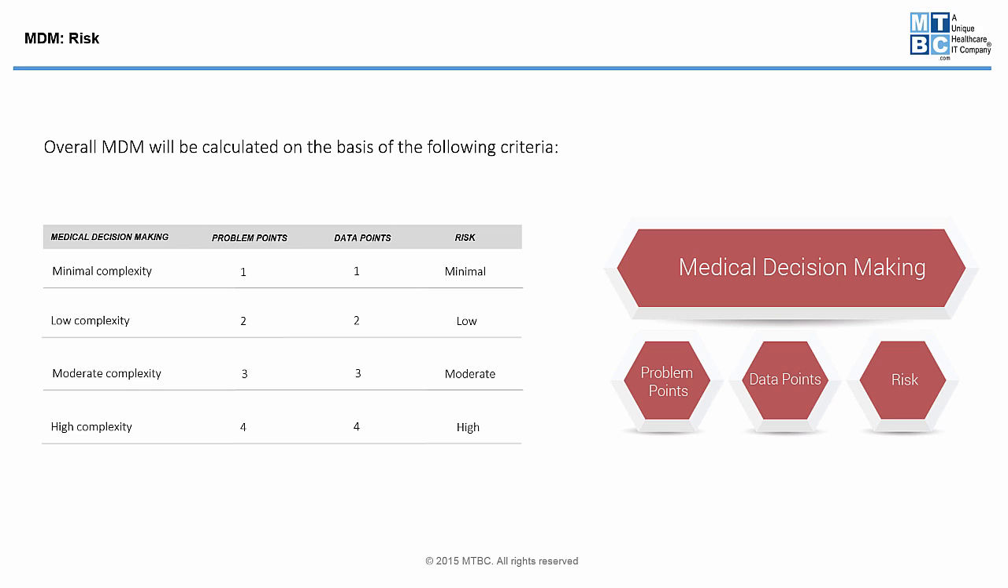If the risk is moderate, the data points would be higher, 3, the problem points would be 3, and the medical decision making would be of moderate complexity. And on the other hand, if the risk is high, the data points would be high as well, 4, problem points would be 4, and the medical decision making would be of high complexity.